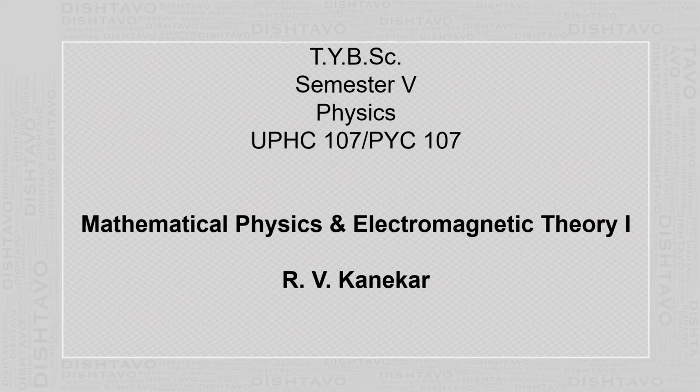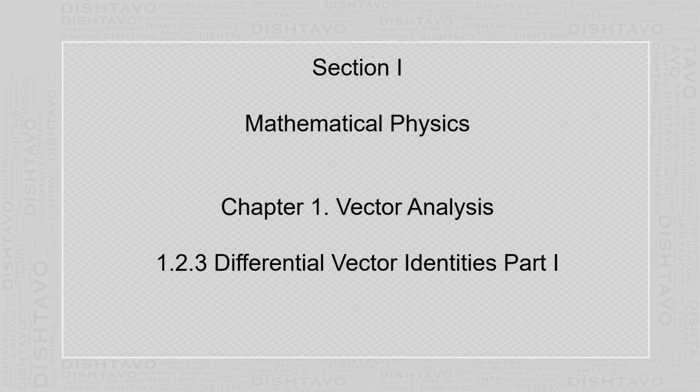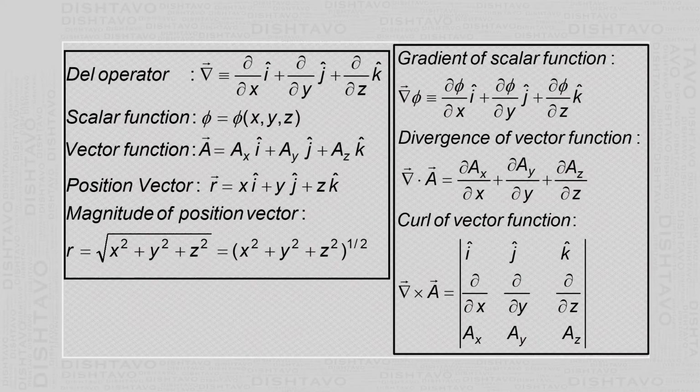Hello students, in today's lecture I will discuss the differential vector identities which are required to be used in electrostatics and magnetostatics. Differential vector identities which I am going to state and prove relate the del operator with a scalar function, a vector function, or a position vector.